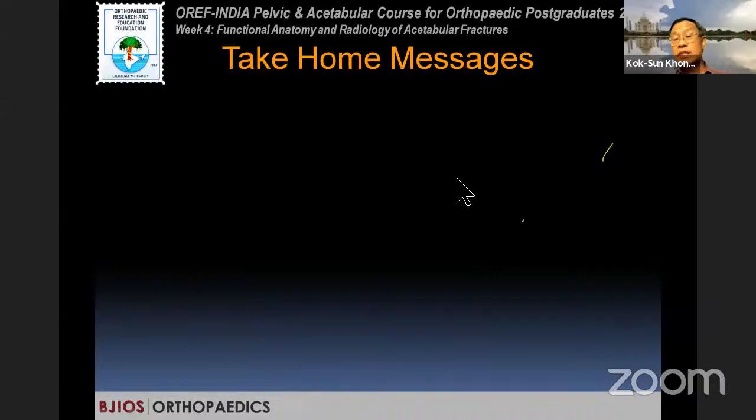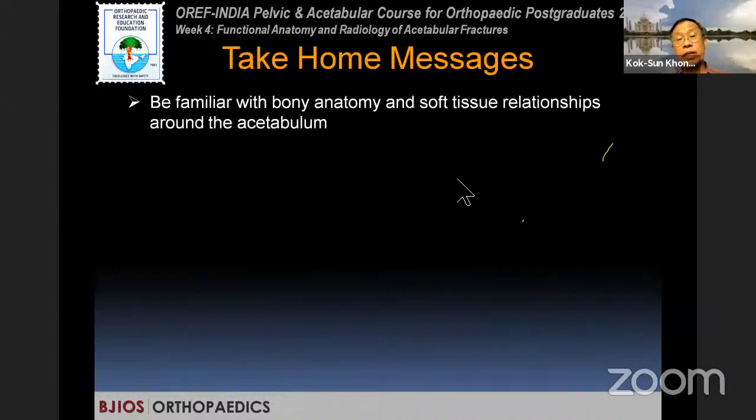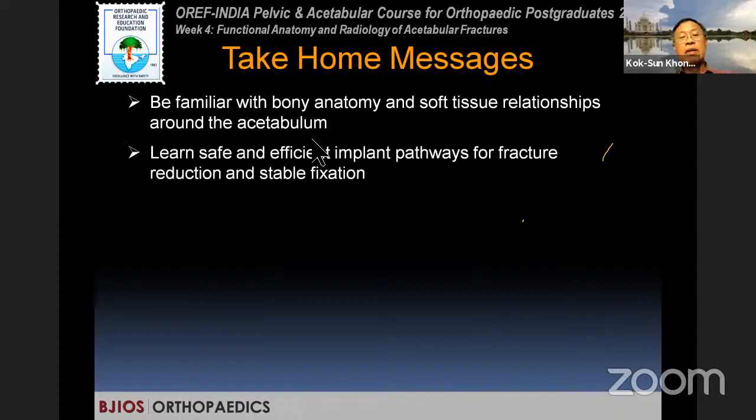So the take-home message is be familiar with the bony anatomy and soft tissue relationships around the acetabulum. Learn these pathways for your passage of screws and plates, and you can use these safe pathways without getting into trouble with all the soft tissues behind and around the acetabulum.